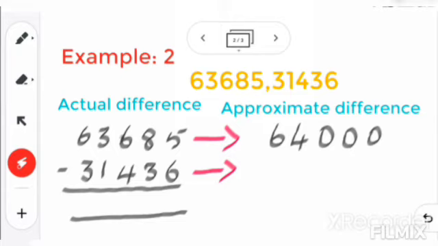Okay, now next we have the number 31,436. So this we will round off to the nearest thousand. Now we have to see the number in the thousands place. We have 1 here in the thousands place. Now we will observe the next right side digit, which is 4. So 4 is smaller than 5. If it is smaller than 5, then we don't make any change in the thousands place. We have 1 here, so this 1 will remain the same.